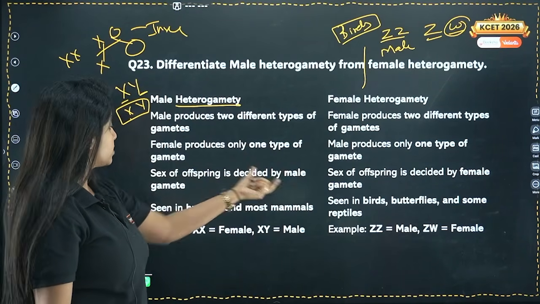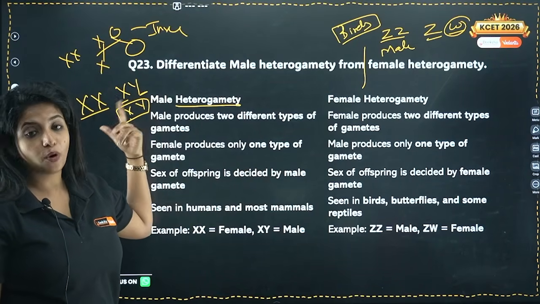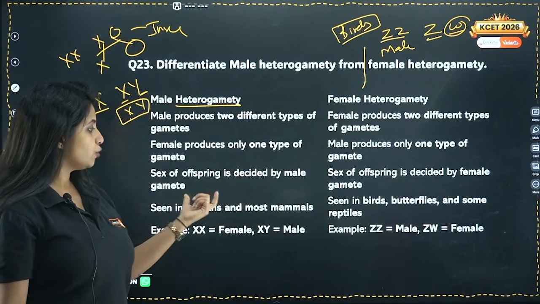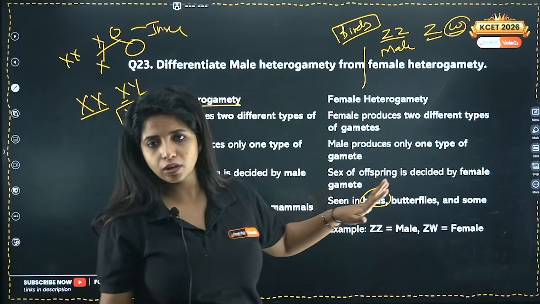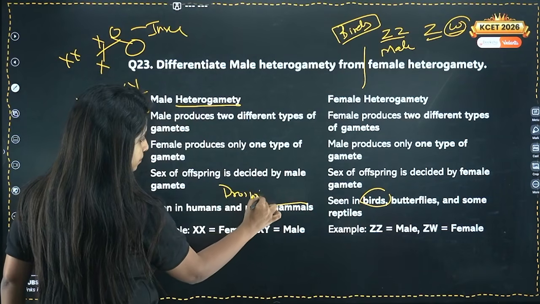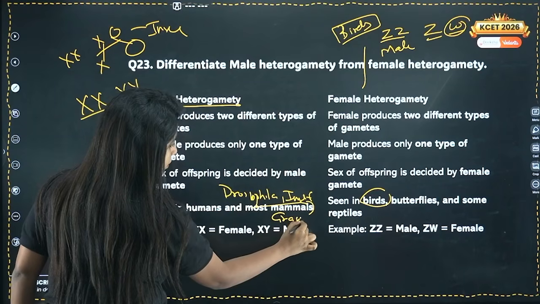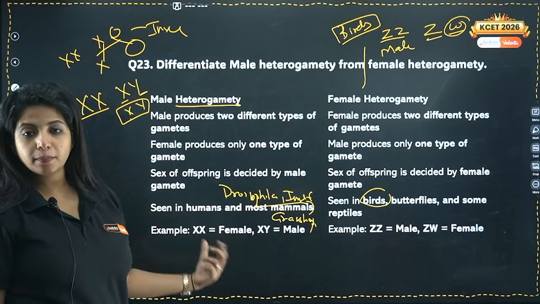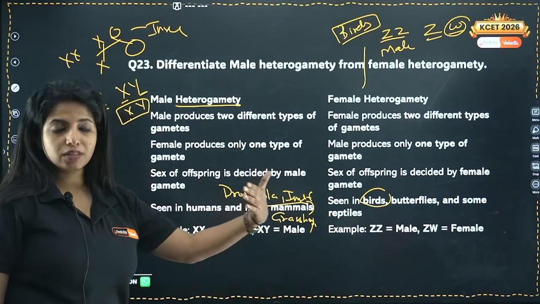Now the sex of the offspring is decided by the male gamete, isn't it? What does it give? Either X or Y. But over here the sex of the offspring is decided by the female gametes. Male heterogamety is seen in humans and most mammals; female heterogamety is seen in birds, butterflies and some reptiles. You just need to write birds, that's more than enough. Here instead of writing most mammals, you can write Drosophila and also some other insects such as grasshopper, because that is the example given in your NCERT. Give an example, XO type, XY type, and there is ZZ-ZW type, and mention what ZZ stands for and what ZW stands for.